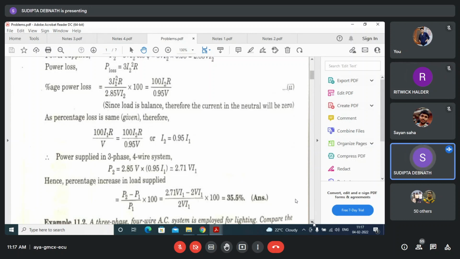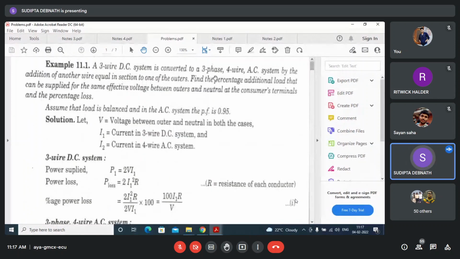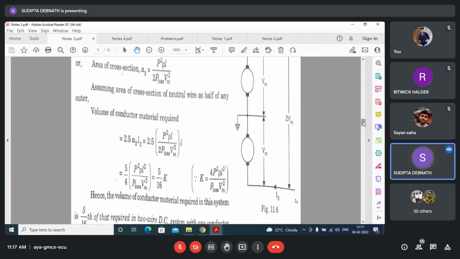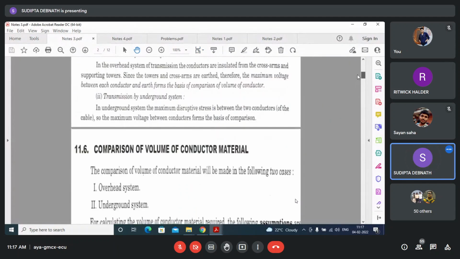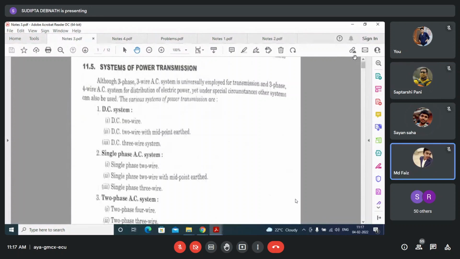I'll discuss more problems in the next class. So you go through the derivations thoroughly. If you go through the derivations, then you will be able to understand everything. I will solve more problems in the next class, and I will supply this problem sheet in the next class. Today I will give you the class notes. Hope you have got the class notes of the last class. Yes, ma'am. Okay.